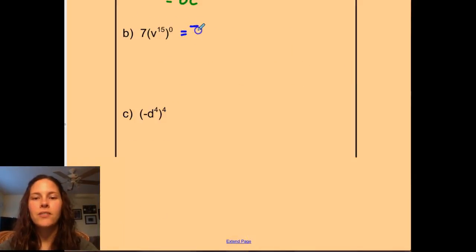Part B, we have 7, and then we have v to the 15th times itself 0 times. Well, that disappears. We have 0 groups of v to the 15th, which leaves us with just 7.